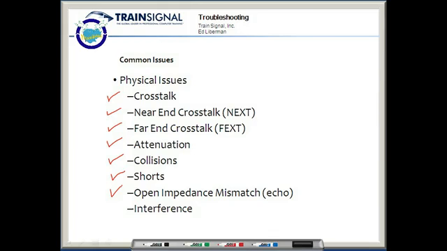But the bottom line, just to keep this real simple, it just means that you have cables that don't have matching resistance ratings or matching impedance. Thus the name impedance mismatch.